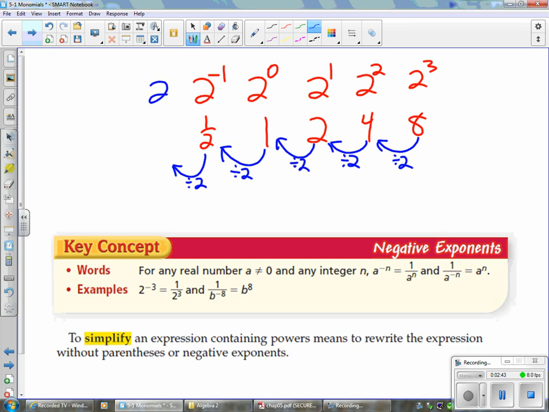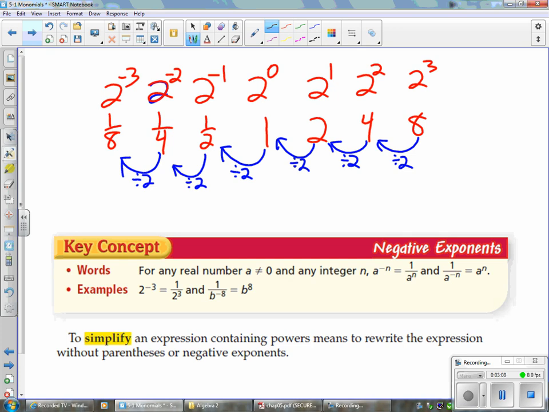Let's divide it by 2 again. So 2 to the -2 would be 1/4. Cut it in half. What's 2 to the -3? Again, follow your same pattern. Divide by 2. You get 1/8. So we can draw a lot of conclusions from this pattern.